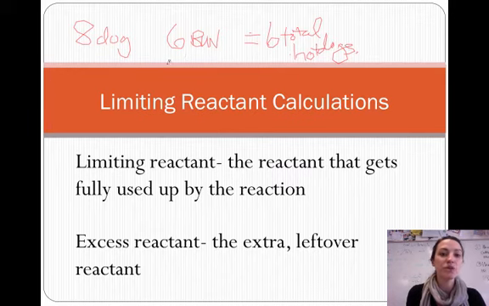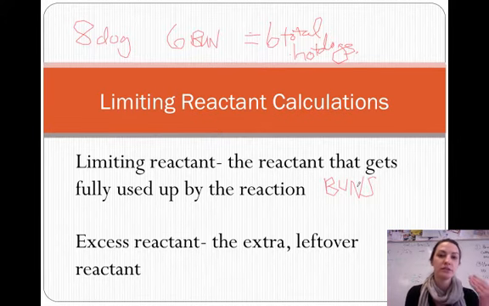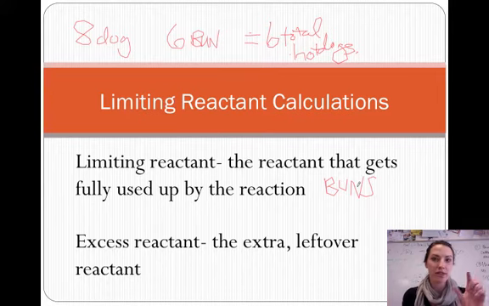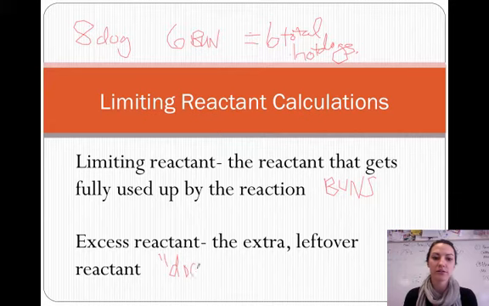So what gets used up by the reaction, the one that I use all of, the buns, is going to be my limiting reactant. So that's going to be our buns. The dogs, we've got 2 extra hot dogs left over. Those are called the excess reactant. Excess, extra things that are left over. So that's going to be the actual dogs.